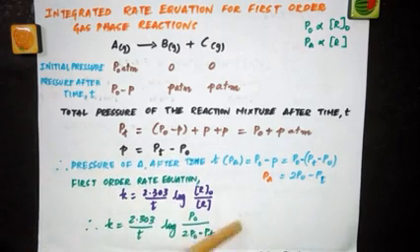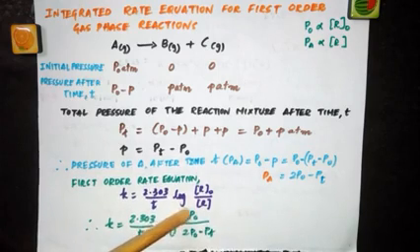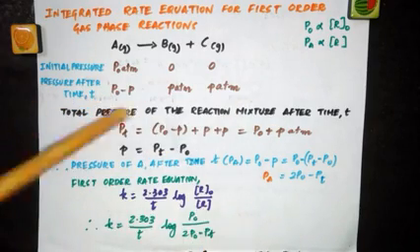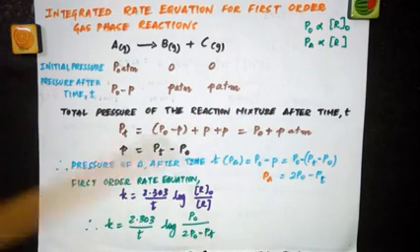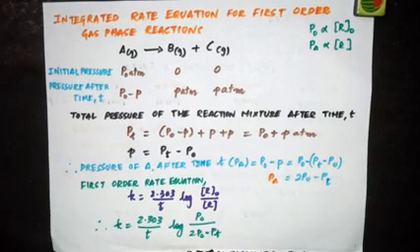So this is the integrated rate equation for a first order gas phase reaction. Let's have a recall. What is P naught? The initial concentration of the reactant. What is PT? The total pressure of the reaction mixture after time t. So this is the gas phase reactions integrated rate equation. This is for the first order reaction. So we have seen the integrated rate equation for zero order and first order reactions.